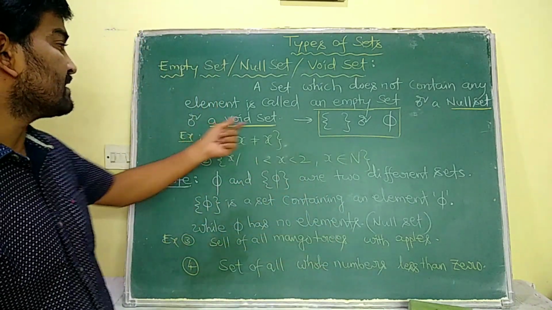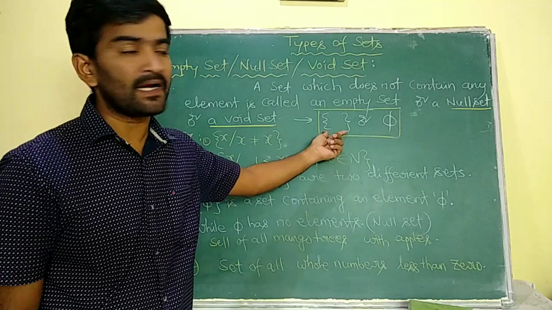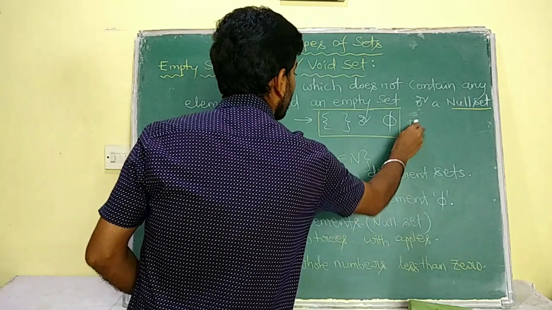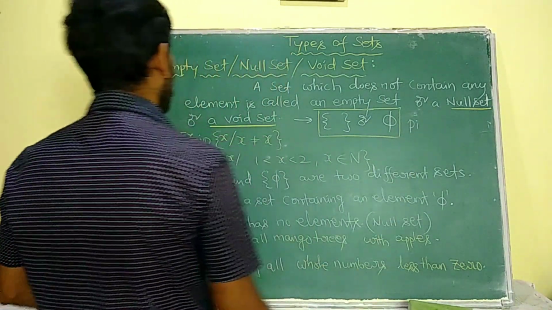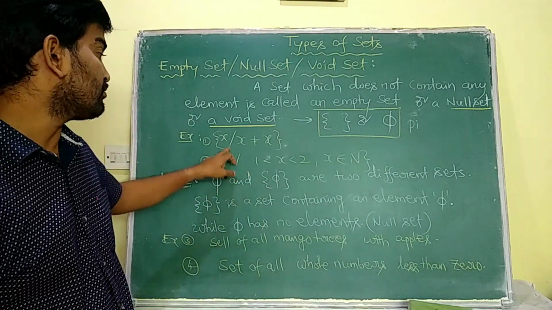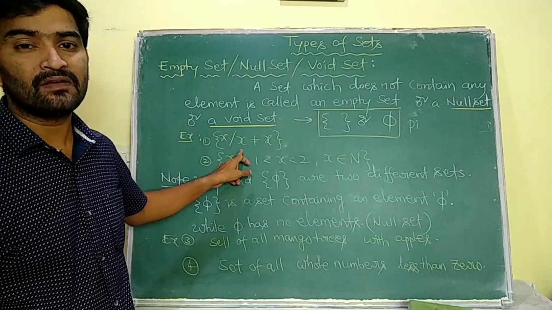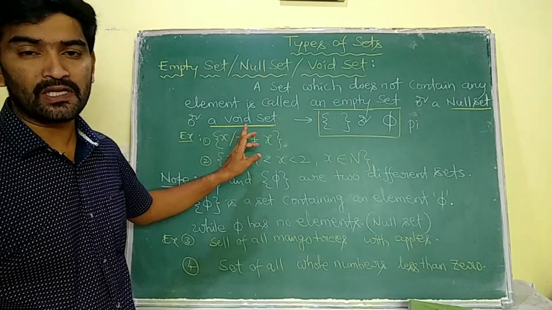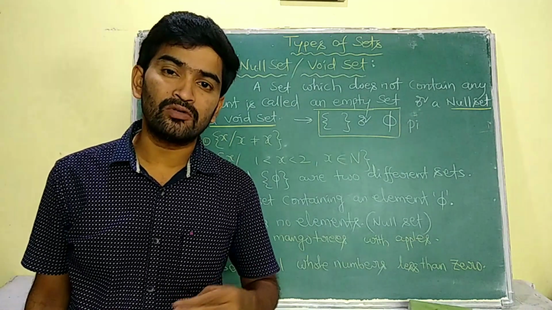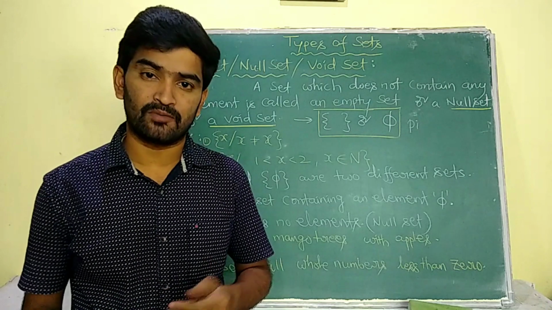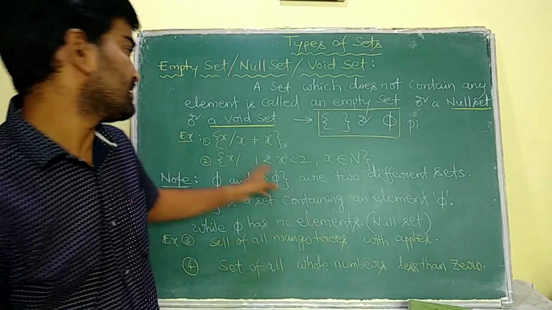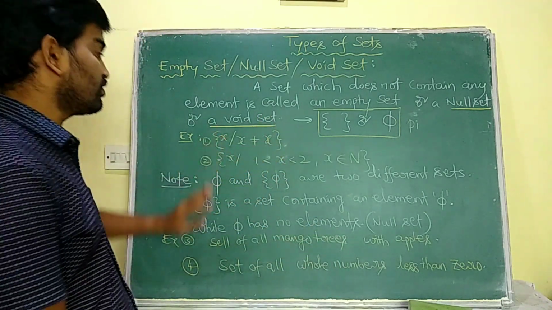The empty set is represented with empty curly brackets or phi. Now see the examples. {x : x ≠ x}. That means I have to write the elements into this set which are not equal to the same number. Every number is equal to itself, we know. Now we have to list out the numbers which are not equal to the same number. So there is no number in that universe for which x is not equal to x. So it is going to be an empty set.